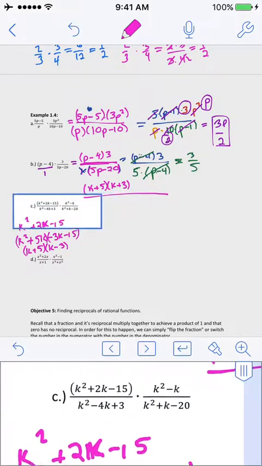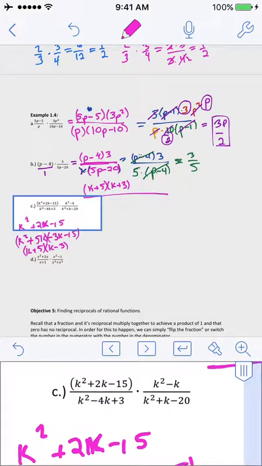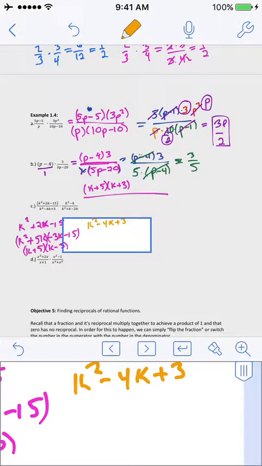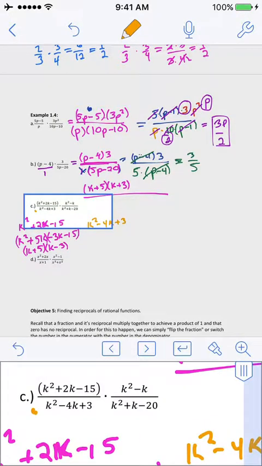Alright, let's do the second one. I'm going to do the bottom now. So I'm going to do k squared minus 4k plus 3. So here's k squared minus 4k plus 3. That would be this guy right here.